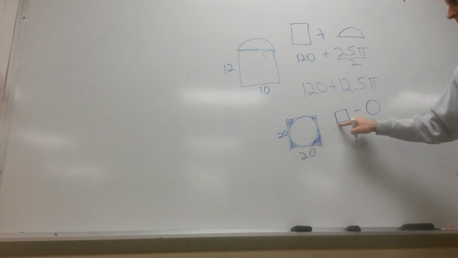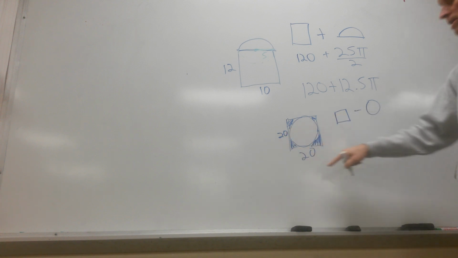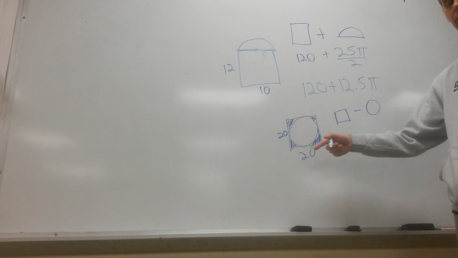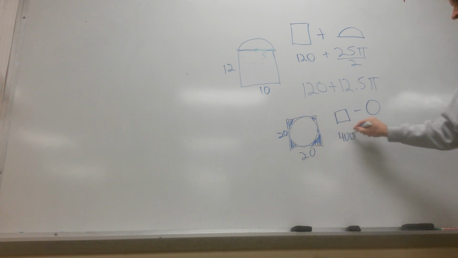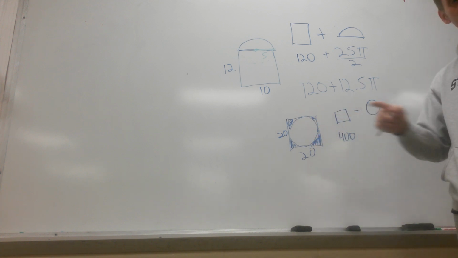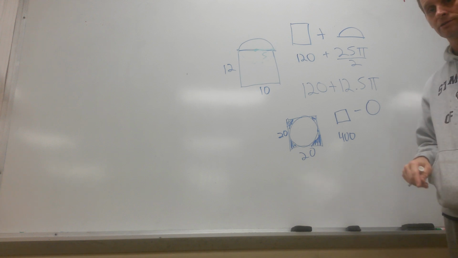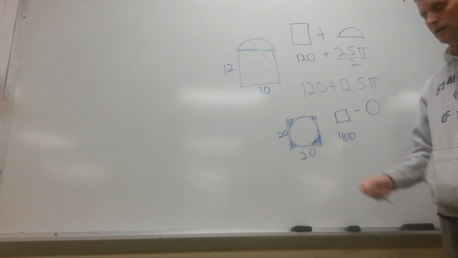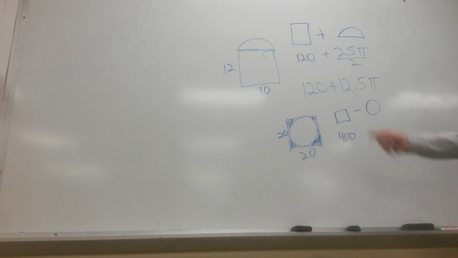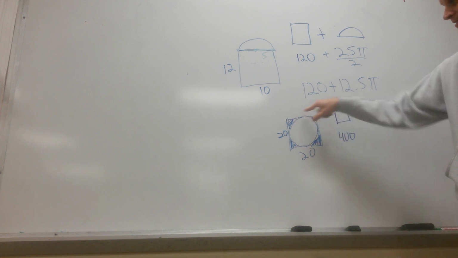Well, what's the area of the square? 20 by 20, right? Base times height. 400. By the way, I asked you to memorize your first 22 squares, right? What's 17 squared? 289. You got to know that. What's 19 squared? 361. 20 squared? 400. Squared means times itself, okay? That's why this is called a square.